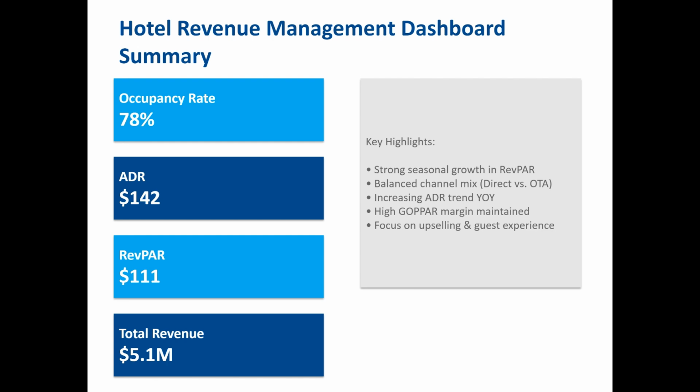To wrap up, here's a dashboard view of performance. Occupancy at 78%, ADR at $142, and RevPAR at $111. The total revenue is around $5.1 million. Key highlights are strong RevPAR growth, balanced mixed channel, growing ADR, and healthy GOPAR margins. The focus remains on guest experience and upselling opportunities.